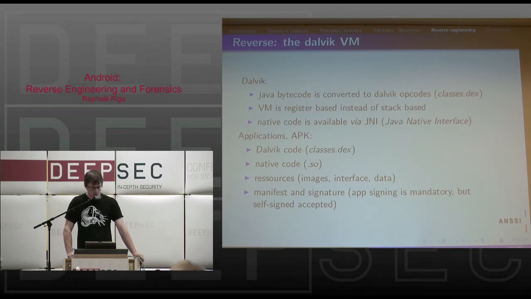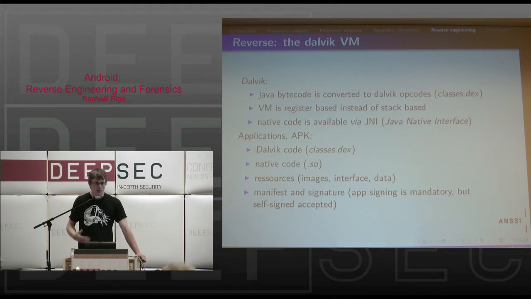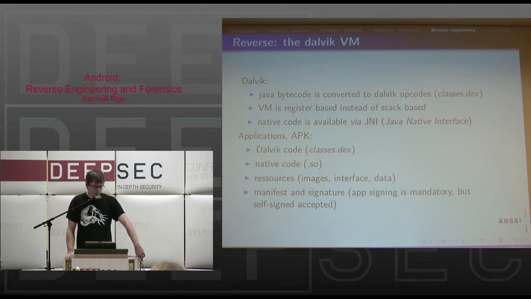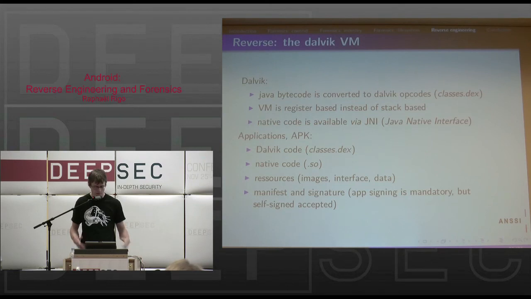In essence, the virtual machine is register-based instead of stack-based, which is a major difference. But as I said already, native code, for example code in C or C++ to access lower level functions and have better performance, is still accessible with the Java Native Interface. The native code is stored in shared libraries, .so, in the APK, and you can find resources with images, interface data, you can find anything.